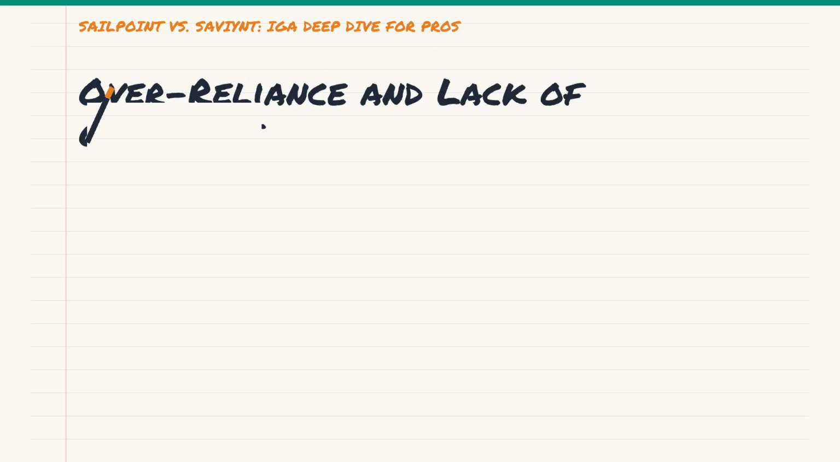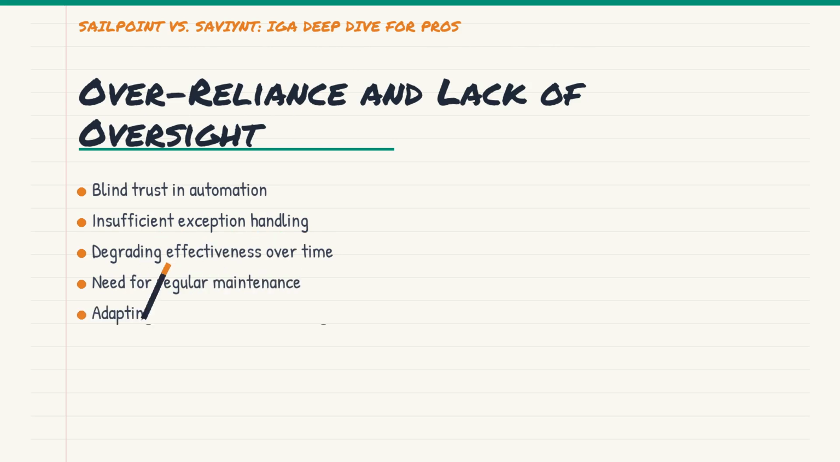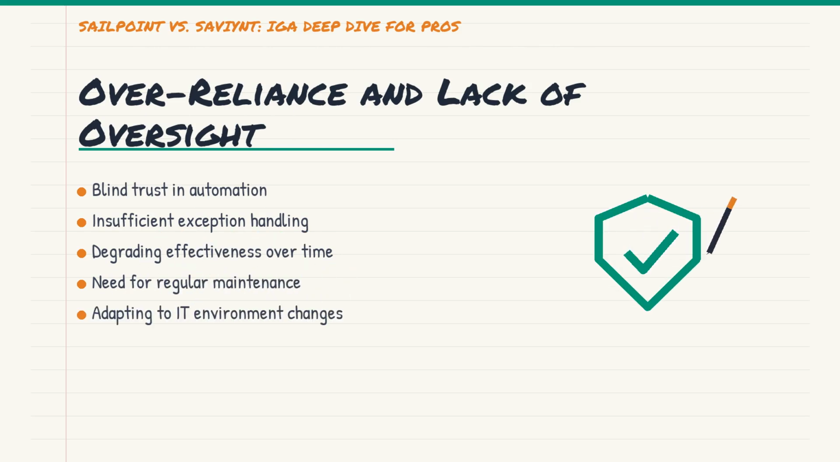A more subtle failure mode is over-reliance on automation without sufficient human oversight. While automation is the goal, blindly trusting every automated provisioning or deprovisioning event can be dangerous. There should always be mechanisms for exception handling and periodic review of automated actions. Also, if the IGA tool isn't regularly maintained, updated, and retuned as the IT environment changes, its effectiveness will inevitably degrade. It's not a set-it-and-forget-it solution.